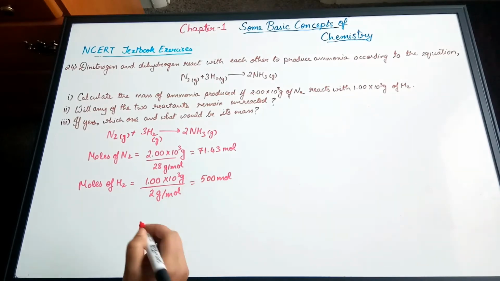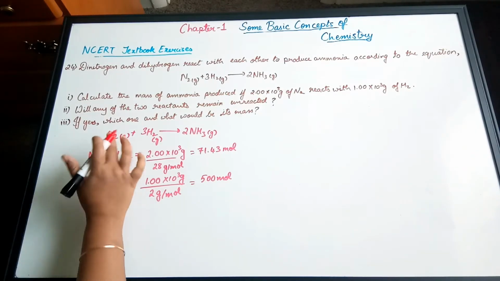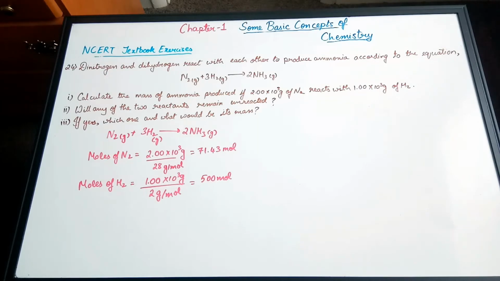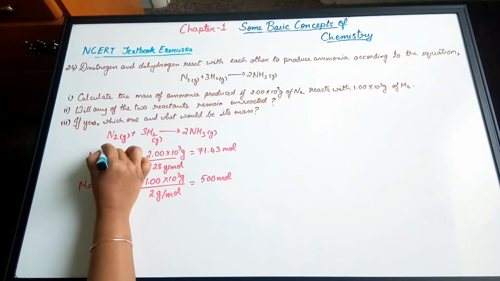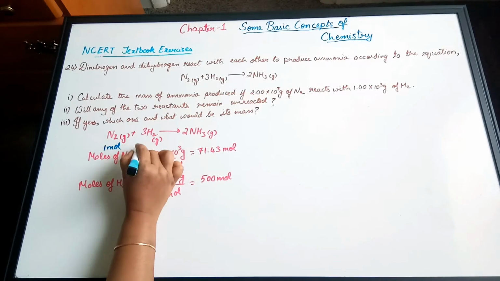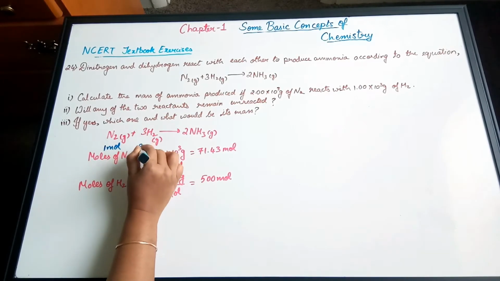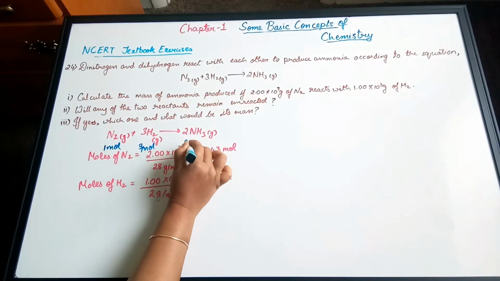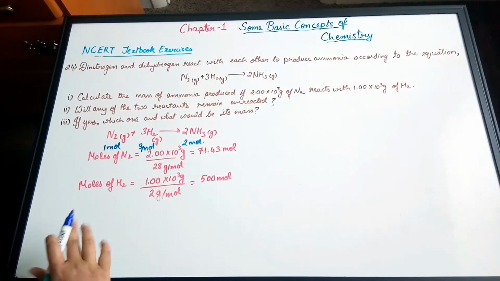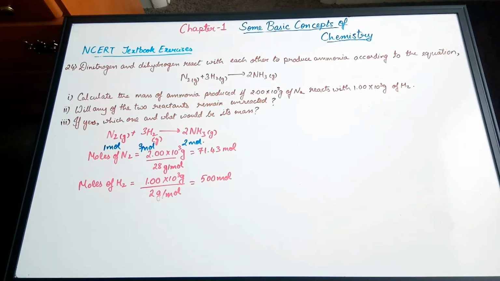Okay, so according to the above equation, 1 mole of dinitrogen reacts with 3 moles of dihydrogen to form 2 moles of ammonia. So 1 mole of nitrogen requires 3 moles of hydrogen.